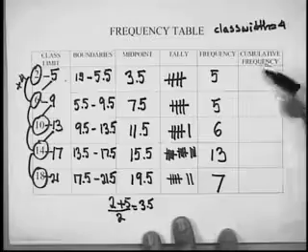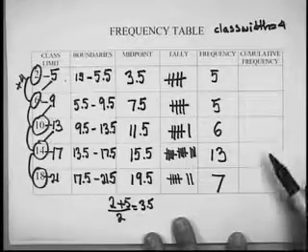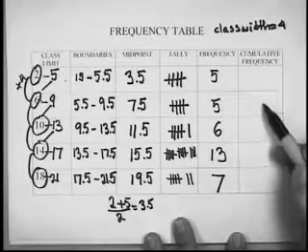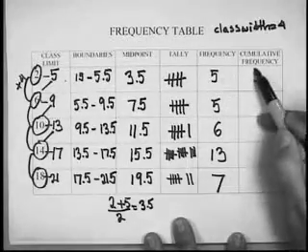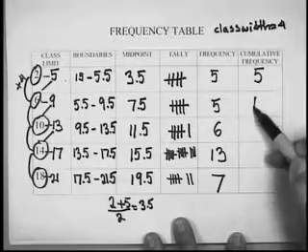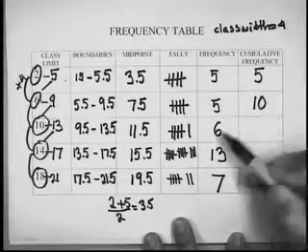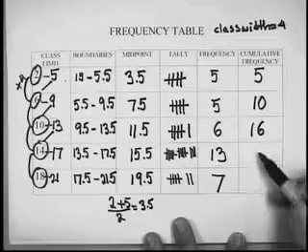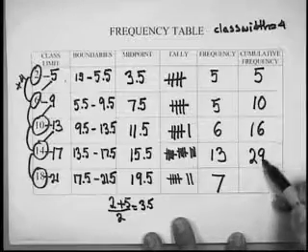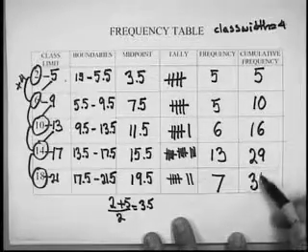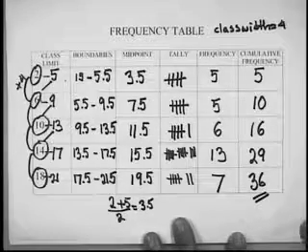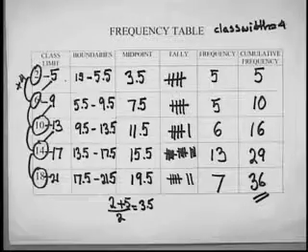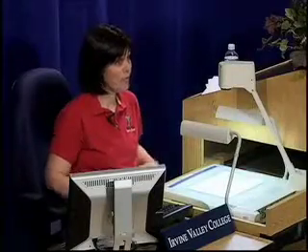Now, for the cumulative frequency column, what you need to do is add row 1 to row 2. So row 1 is going to be the same. 5 plus 5, that's 10. 10 plus 6, that's 16. 16 plus 13, that's 29. 29 plus 7, 36. Make sure this last number will be the same as the number of data points that you have. Now, we actually finished the frequency table.